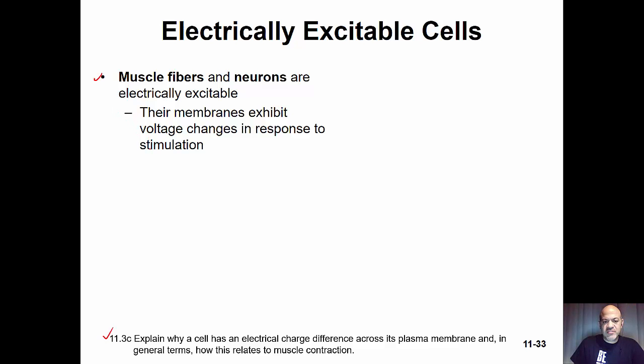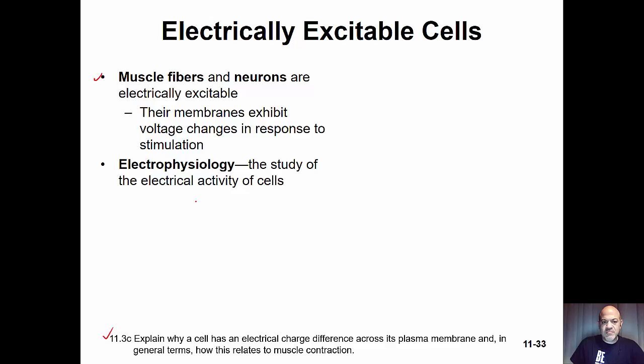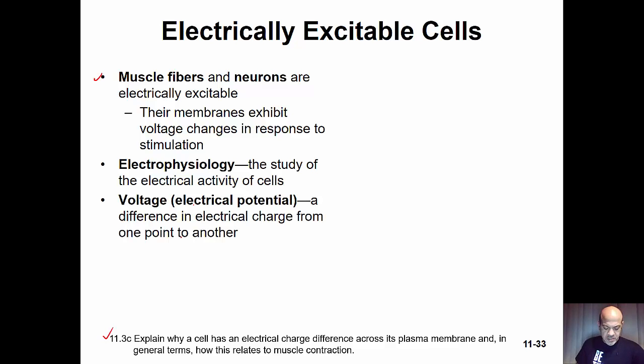So the membrane has a difference in charge across the membrane. I'll illustrate that in a bit. The study of these membrane potentials within living cells is called electrophysiology. And voltage is kind of like a potential energy, but it's electrical potential energy. It's the same thing you see on batteries that you buy to run portable electrical devices. They have a certain voltage, which is related to the potential energy that those batteries have to do work.